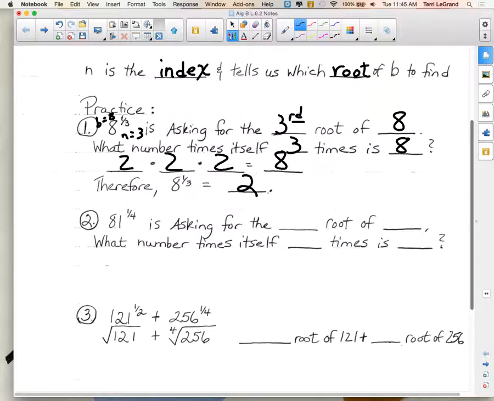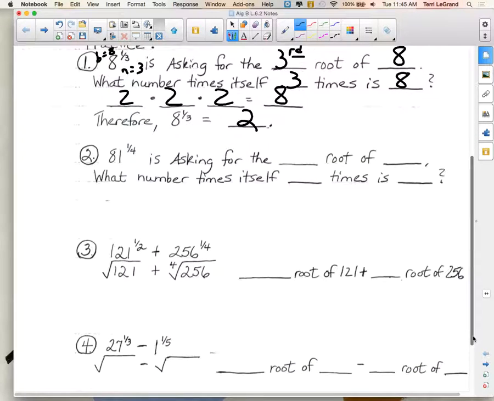Okay, so go ahead. I want you to see if you can just fill in the blanks here. 81 to the 1/4 power is asking for the what root of what? And then state that a little bit differently, saying what number times itself, how many times. So when you see 81 to the 1/4 power, you know I can't use a calculator for this. I want to be as smart as the calculator without it.